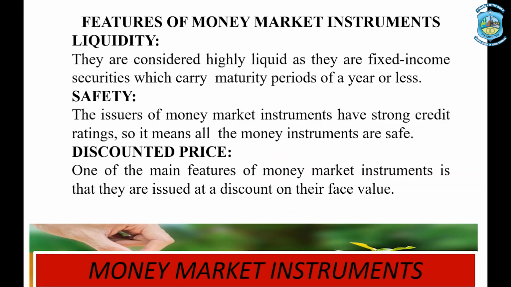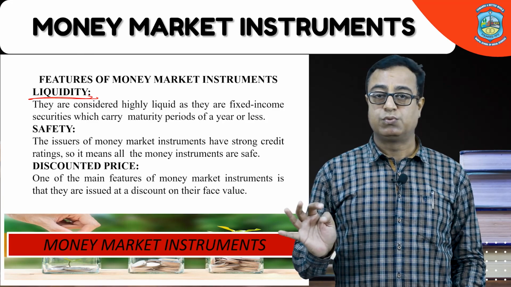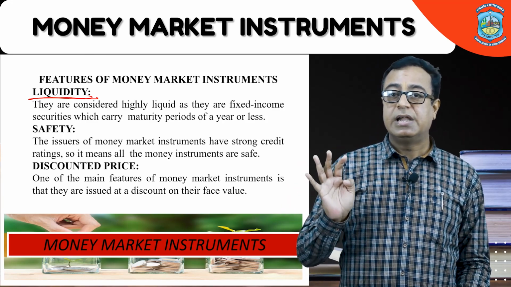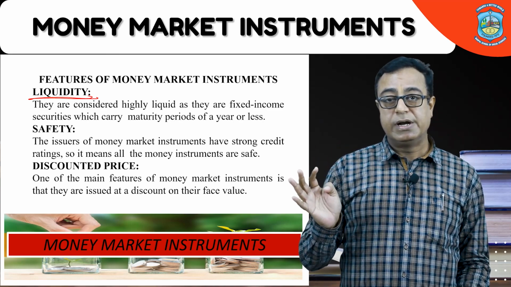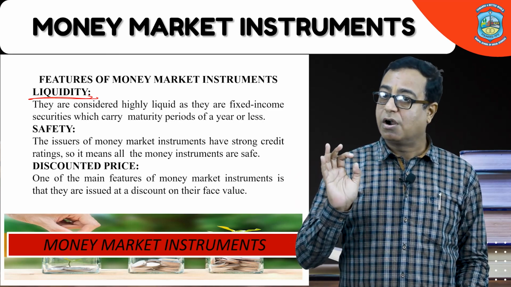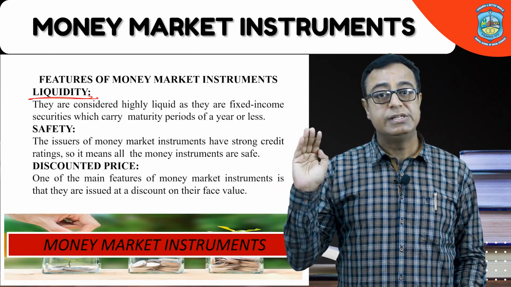First feature, I think, is liquidity. Yes, all money market instruments are freely transferable. So, we can arrange money by buying and selling all these instruments. All these money market instruments have a special feature of liquidity, meaning they can easily be converted into cash.